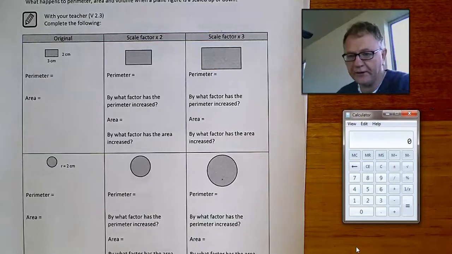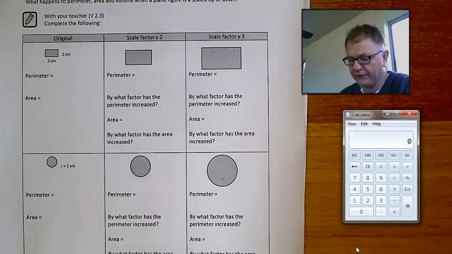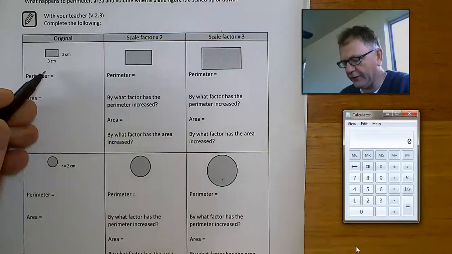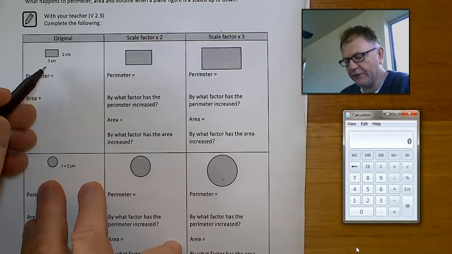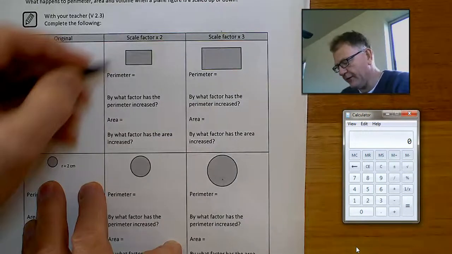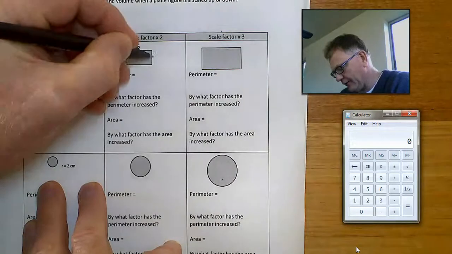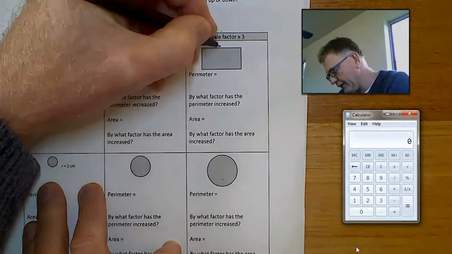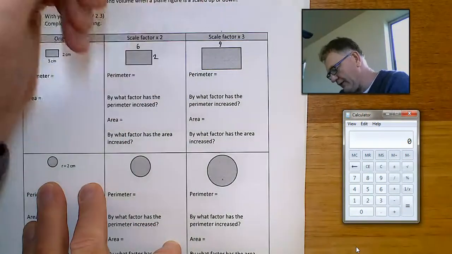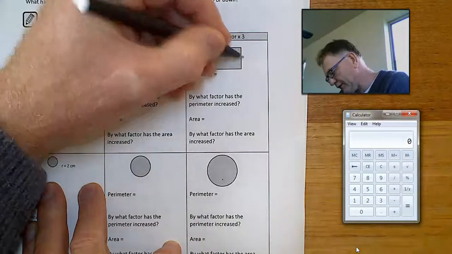We're doing a little investigation into the effect that scale has on perimeter, area and volume. So if you get a shape like this and you increase its size, what happens to its perimeter and what happens to its area? If we were to double its dimensions, the rectangle will now be 6 centimetres long, 2 centimetres wide. Or if you tripled it, it would be 9 centimetres long and 6 centimetres wide.